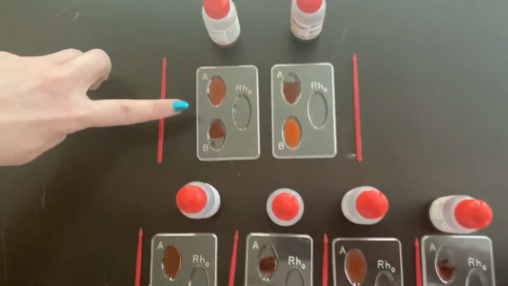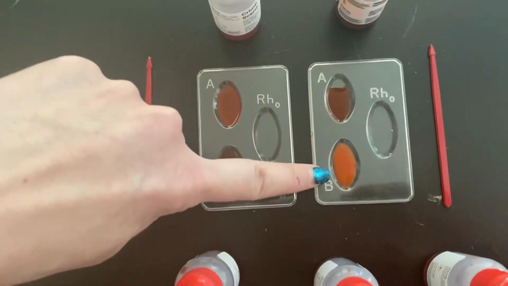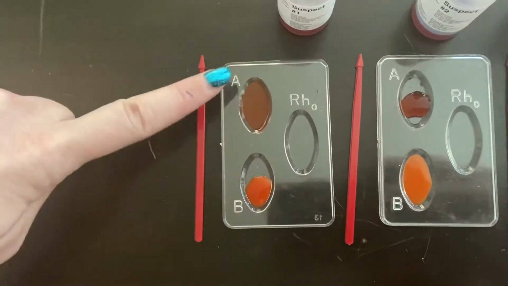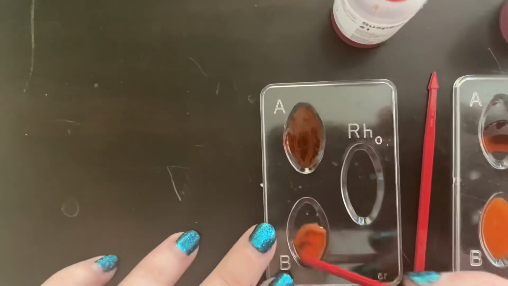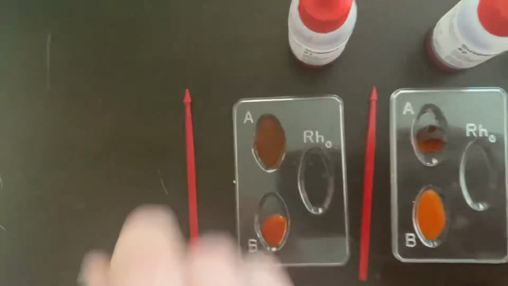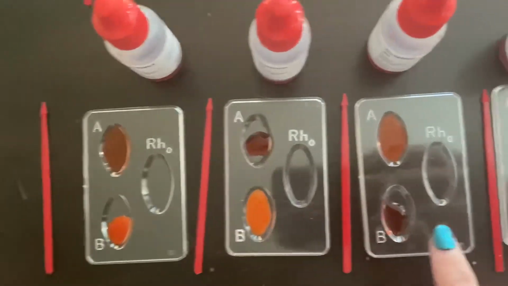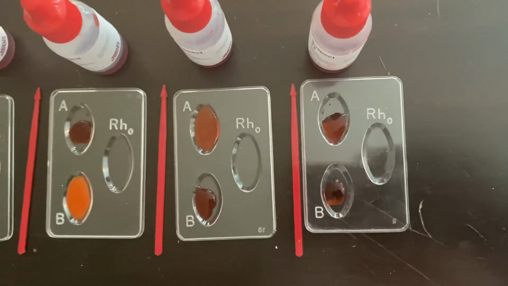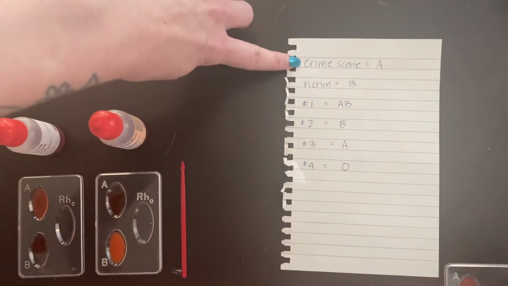So here we have the crime scene. This would be type A. We have the victim, which is type B, right? Because there's a reaction here, but not here. Suspect number 1, there's a reaction on both, okay? So the A is very sticky. The B is also very cloudy. For suspect 2, we only have a reaction for B. Suspect 3, we only have a reaction for A. And suspect 4, we don't have any reaction, meaning A and B are not present, so that would be blood type O.